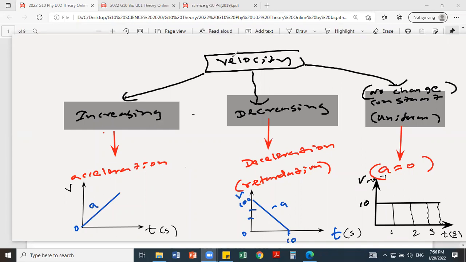Did you all finish copying down this? Velocity can increase, velocity can decrease, velocity can remain constant. So in all these three, what? It's moving, even though velocity is with the same speed, it's moving. That's why uniform velocity in a definite direction.